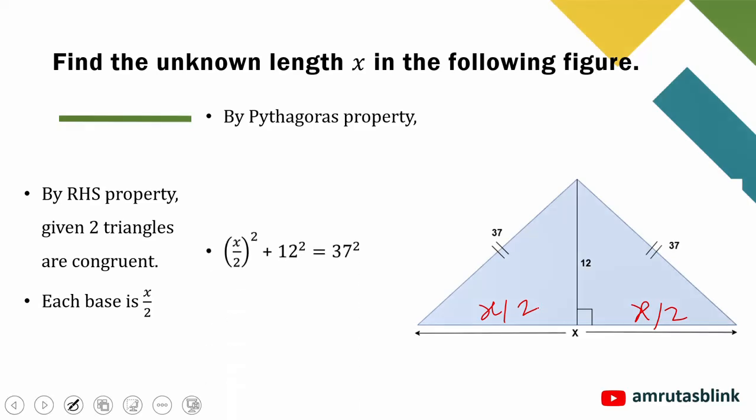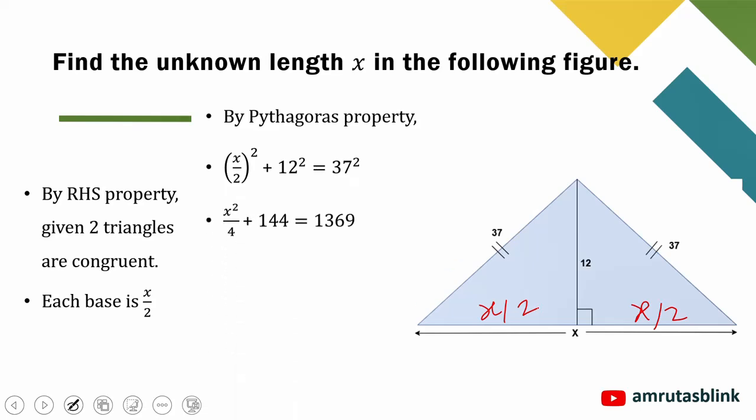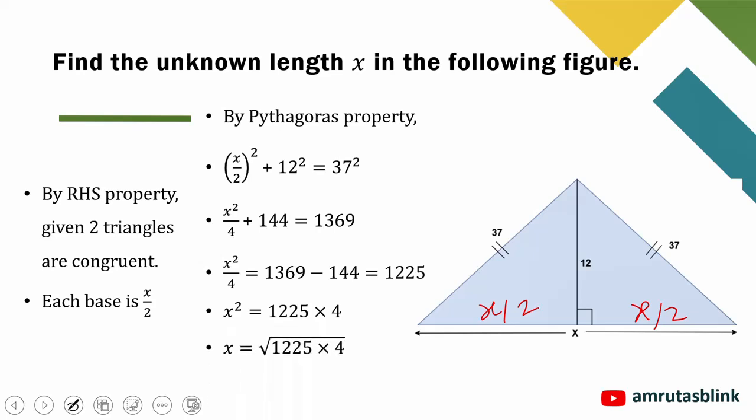Now by Pythagoras property, x by 2 square plus 12 square is equal to 37 square. So x square upon 4 plus 144 is equal to 1369. So x square upon 4 is equal to 1369 minus 144, which is equal to 1225. Hence x square is equal to 1225 into 4. So x is equal to square root of 1225 into 4, that is 35 into 2, which is equal to 70. Hence x is equal to 70 units.